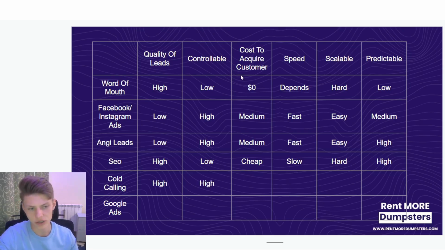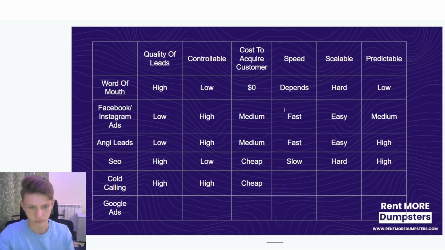How controllable it is, it's pretty high with cold calling. You just have to do more calls, and you'll get more business. That's pretty nice about cold calling. It really all depends on you when it comes to outbound outreach. The cost to acquire a customer, when you're looking long term, is going to be pretty cheap. You don't have to pay anything. You're just going to pay for your time, I guess, or your phone service. That's all you have to pay.